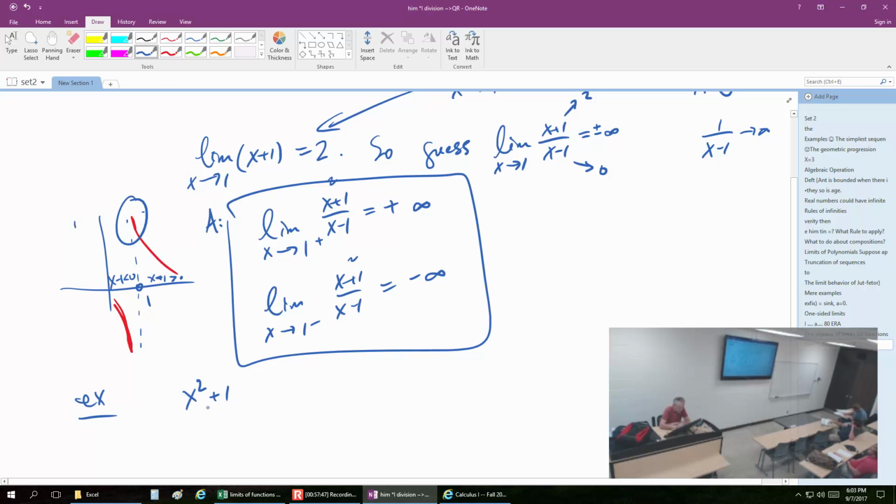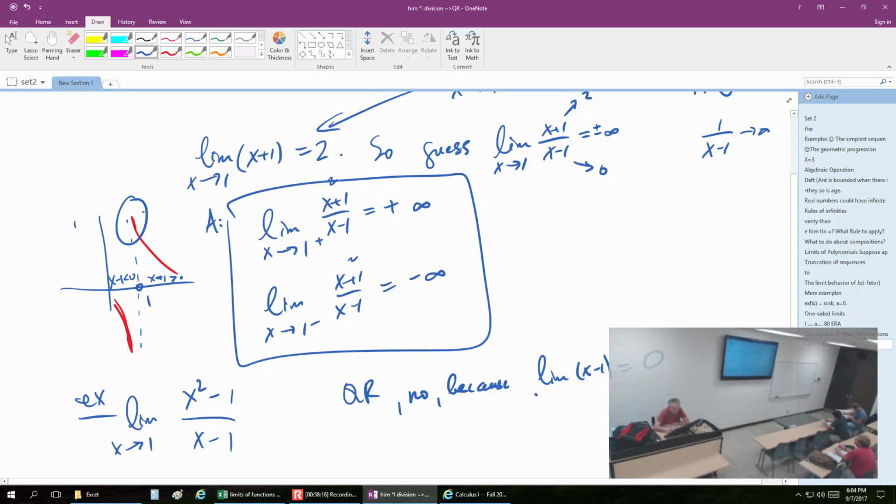This is the limit of x squared minus 1 over x minus 1, and x goes to 1 again. So, once again, quotient rule? No, because the denominator is the same: the limit of x minus 1 is 0, so the quotient rule does not apply.